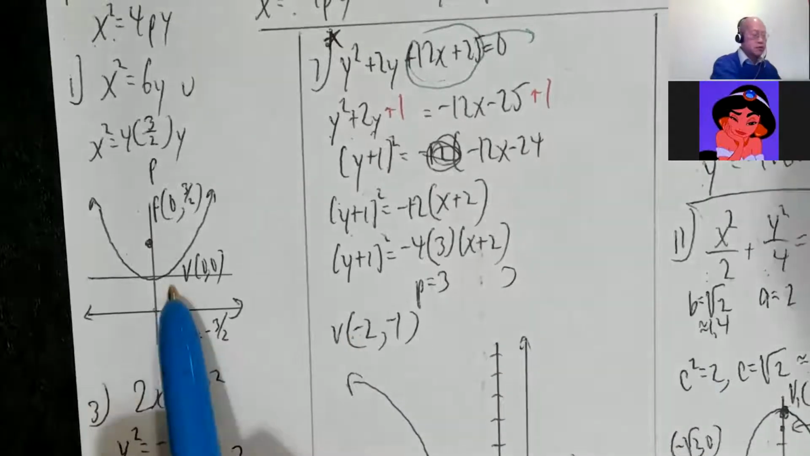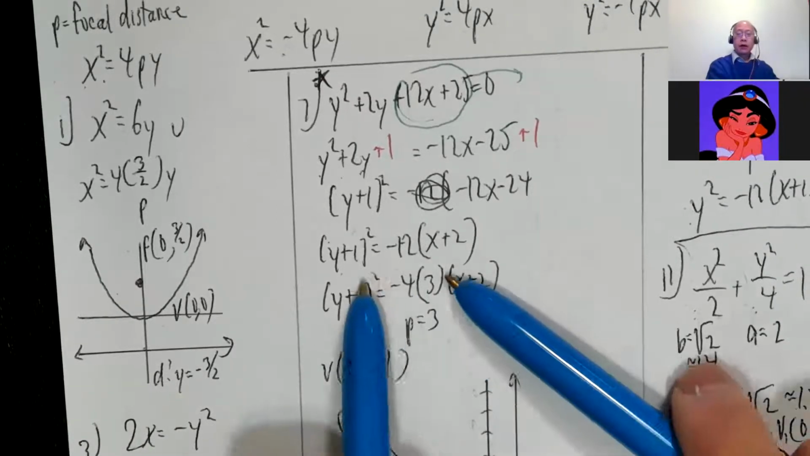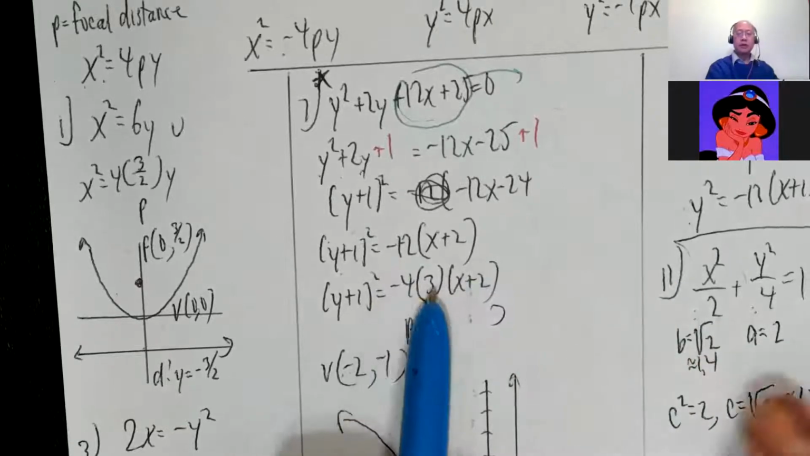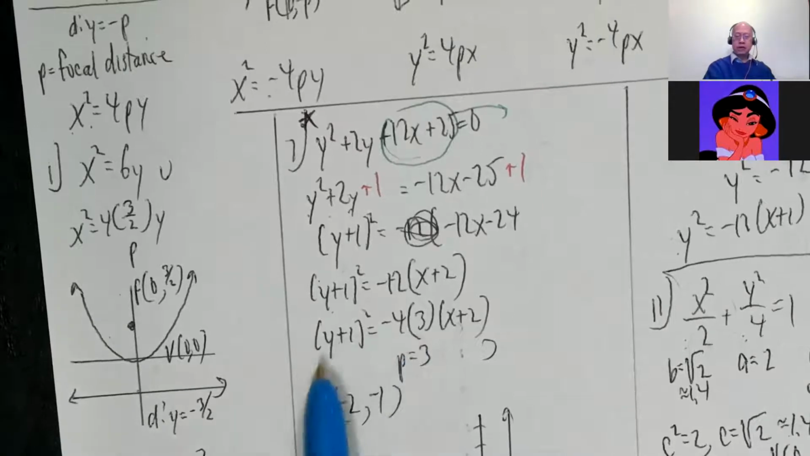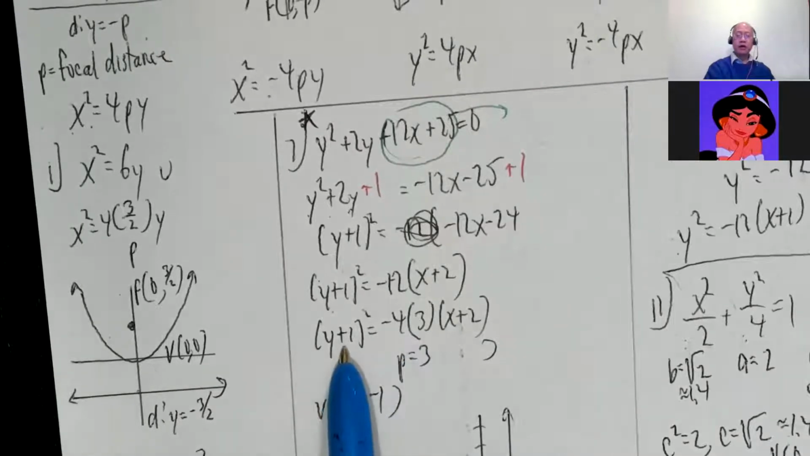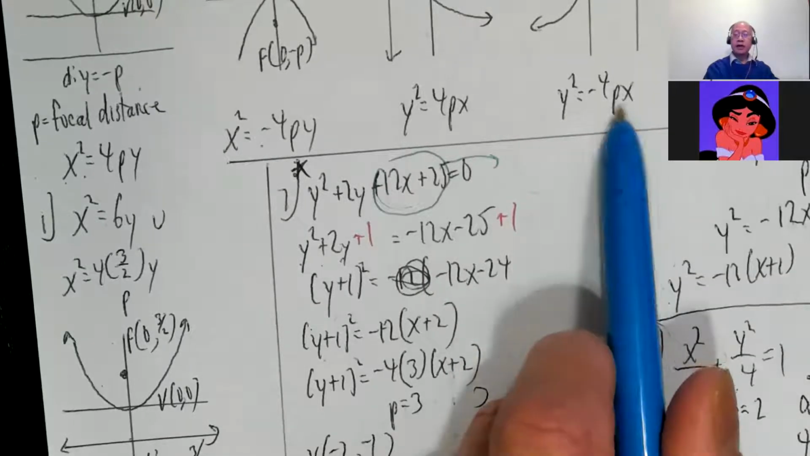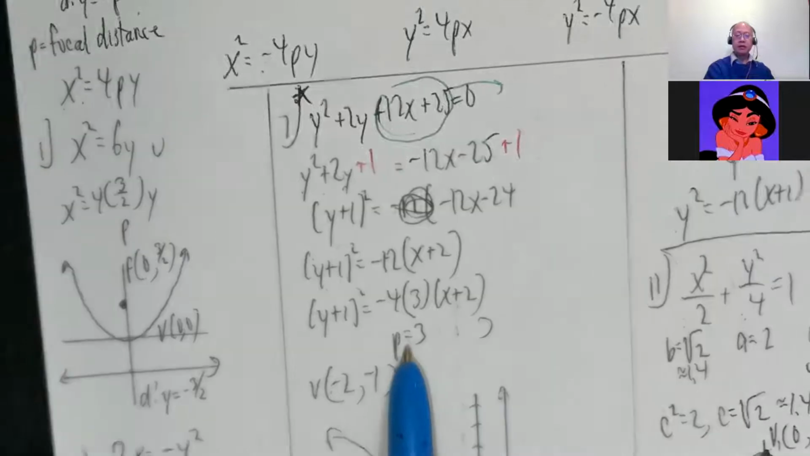For both of these original ones, the vertex is the origin, right? It'll only be off the origin when you have something like this going on. All right, now this negative 12, I want to force it to look like negative 4 times something, well, negative 4 times 3. Okay, so once again, it's squared in y, not in x, and there's a negative. So I know it's going to open to the left once again. And the p is 3.